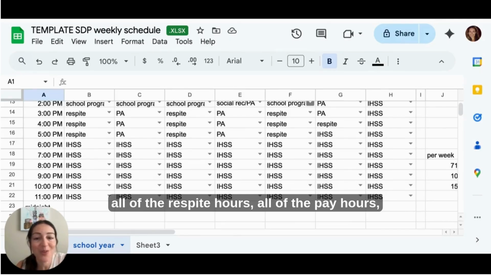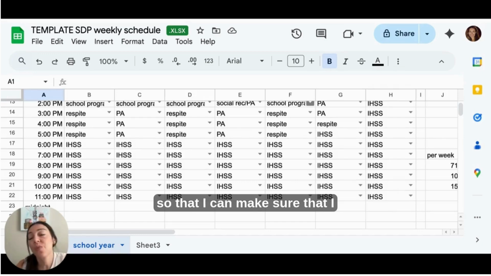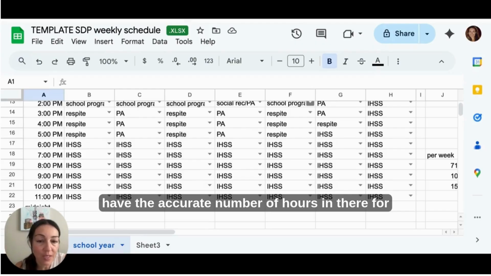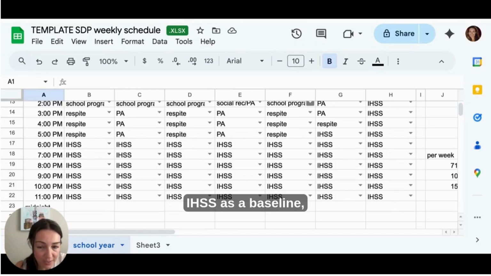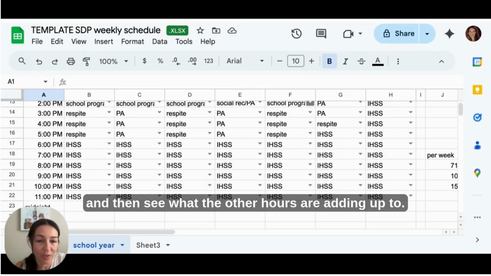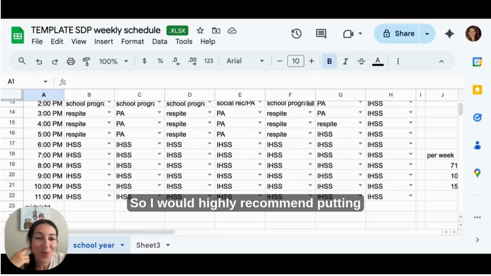of the respite hours, all of the PA hours, so that I can make sure that I have the accurate number of hours in there for IHSS as a baseline and then see what the other hours are adding up to. So I would highly recommend putting something like this together, putting together the individual's ideal day, ideal week, and then from there, getting a good idea of what supports are necessary in order to make it happen.